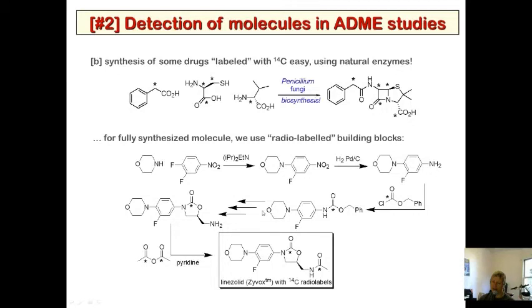an H2. The star stays along for the ride. That carbon remains radioactively labeled. And then this primary amine would attack acetic anhydride, but this is acetic anhydride with radio labels on the two carbons.